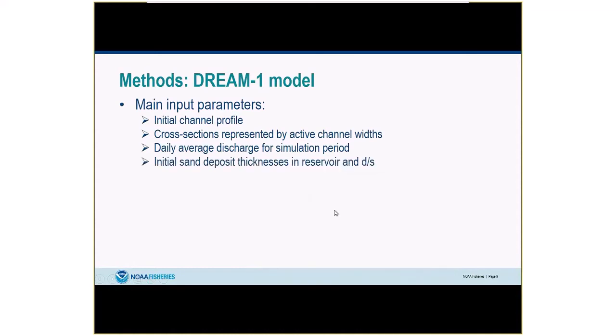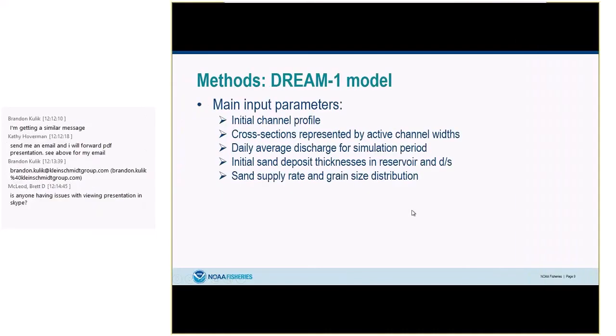We need initial sand deposit thicknesses in the reservoir and downstream. We need a sand supply rate and grain size distribution. As I mentioned briefly, the impounded sediments were predominantly sand sized with a D50 ranging between about 0.5 and 2 millimeters. And the sand supply rate we estimated at about 4,000 cubic meters per year. The model also needs a downstream bed surface D50 for the entire reach length of the model.